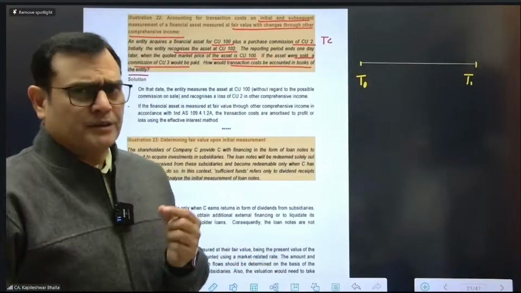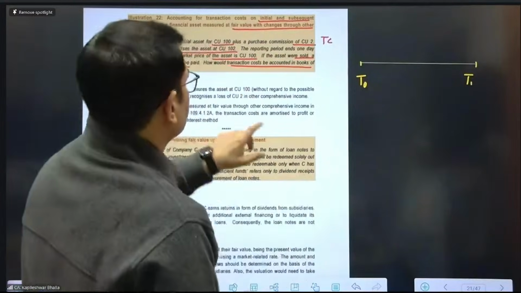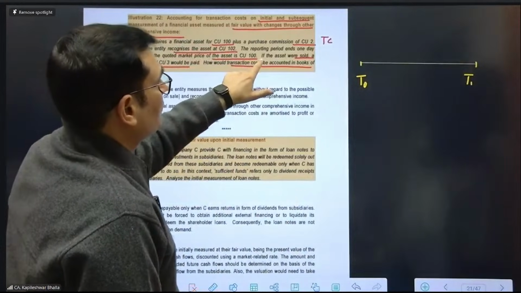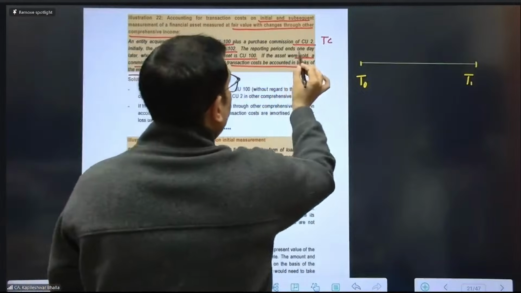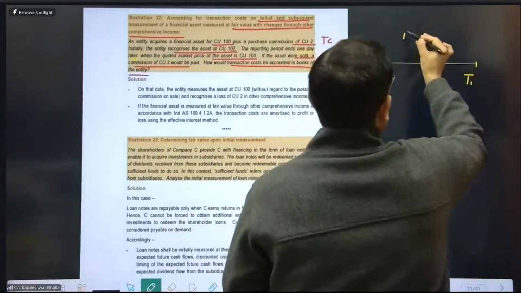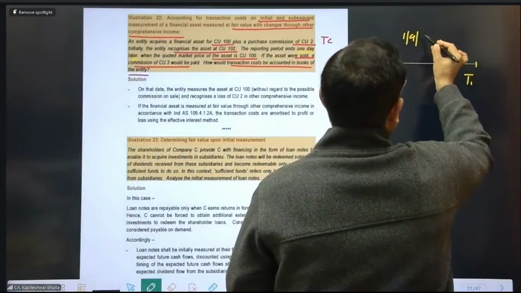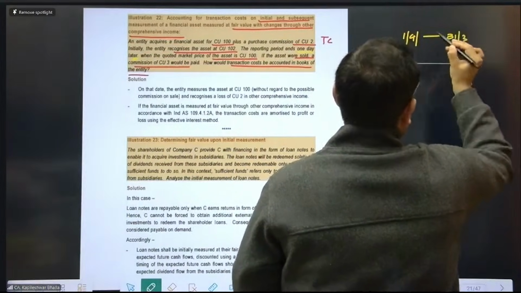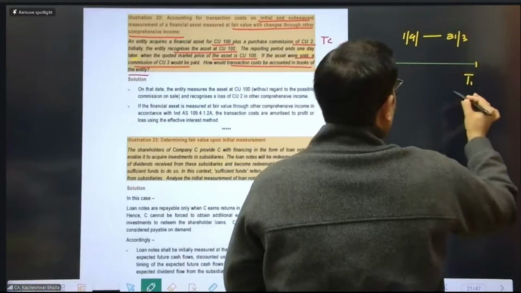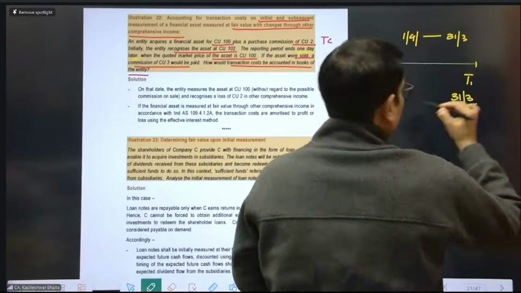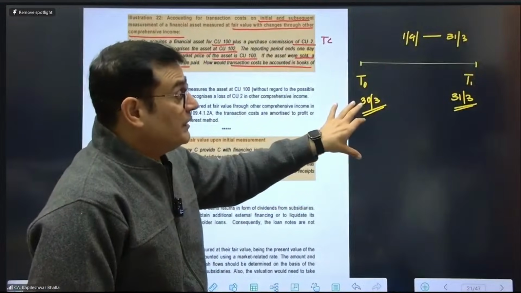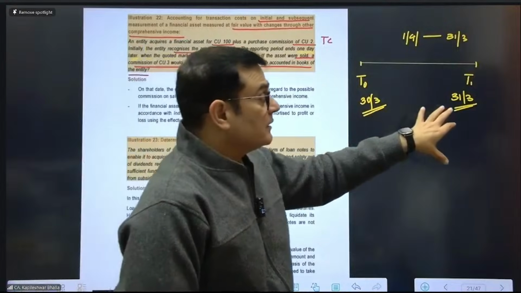Though this T0 is just 1 day before, because it says that the entity acquired this asset and the reporting period ends 1 day later. So the reporting period is ending 1 day later. So say, for example, if your financial year ends on 31st March, then you can say you acquired the investment on 30th March. And we are sitting on 31st March. So he's telling me the treatment that you acquired the investment a day before the balance sheet date, and then you're sitting on the balance sheet date.